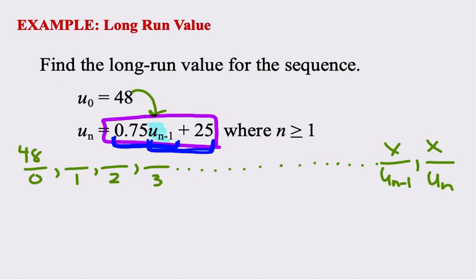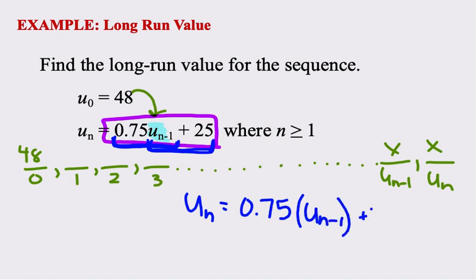And didn't we say, we just talked about how U sub n and U sub n minus 1 are the same. So let's rewrite them, calling them both x, like we talked about.